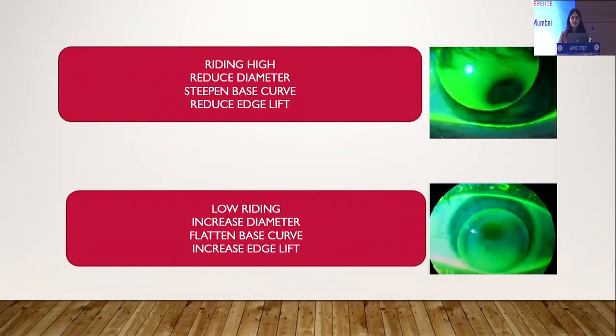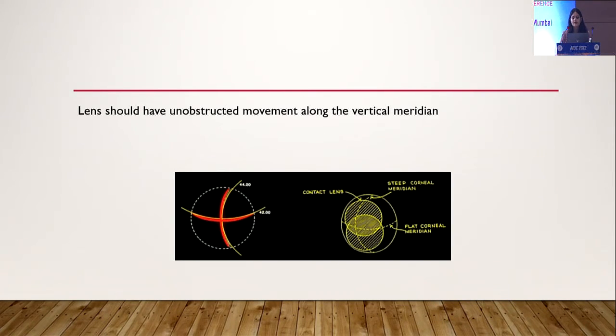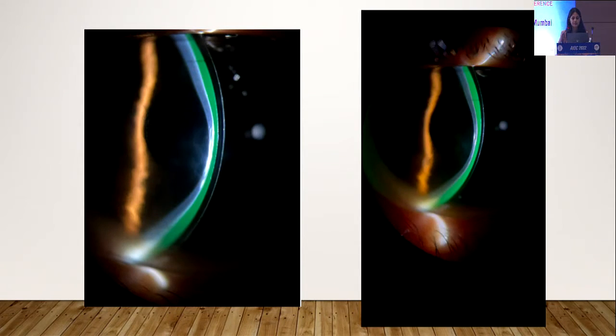If your lens is riding high or riding low when you look at the contact lens fitting, you need to change the diameter, the base curve, or the edge lift, and make sure that the patient is having a centralized contact lens with minimal movement. There can be a mid-peripheral contact point along the horizontal meridian, but the lens should have unobstructed movement along the vertical meridian with each blink. A spherical over-refraction is then done once you are happy with the fitting of the lens, and whatever the spherical over-refraction is, you can make changes in the power of the lens accordingly.